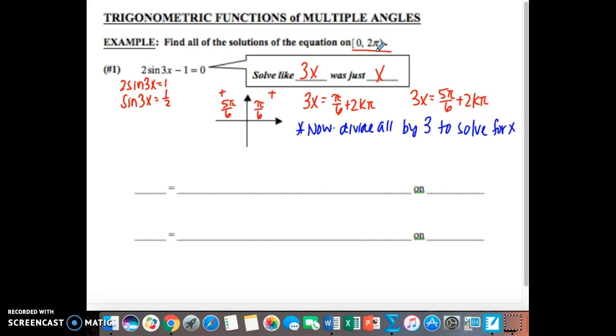So if we were to divide 3x by 3, we are just left with x. If we divide pi over 6 by 3, we are left with pi over 18. And if we divide 2k pi by 3, we are just left with 2k pi divided by 3. Same thing goes for the other equation. We'll end up with x equals 5 pi over 18 plus 2k pi over 3.